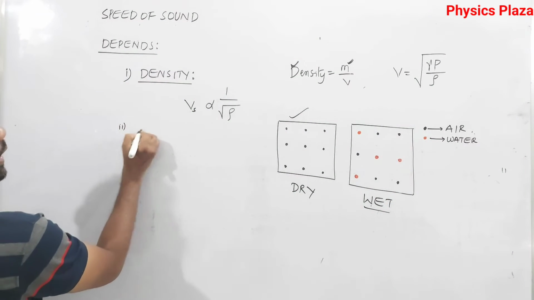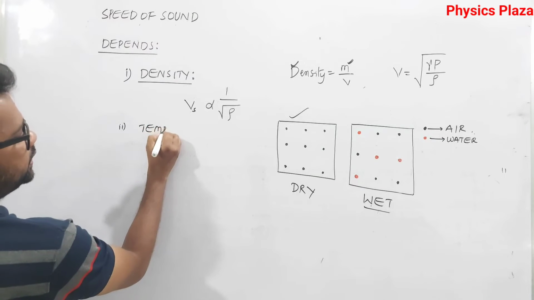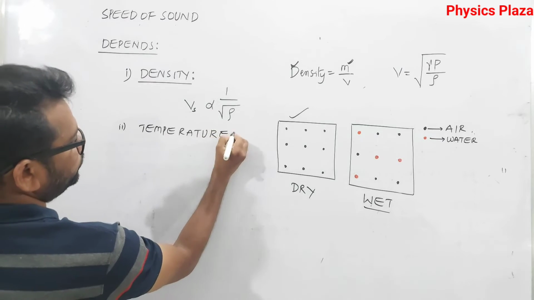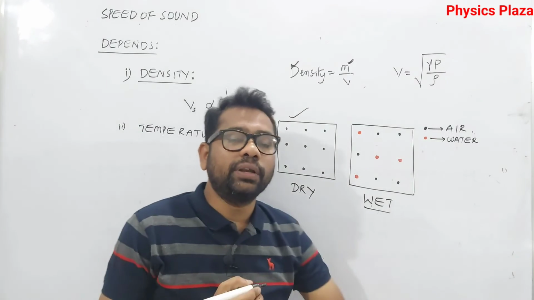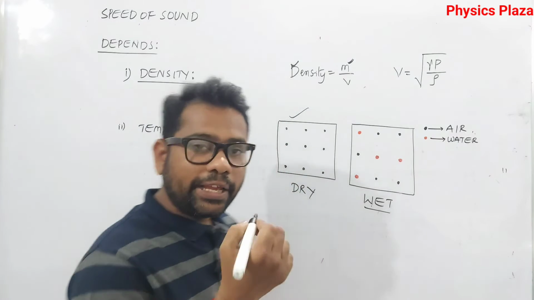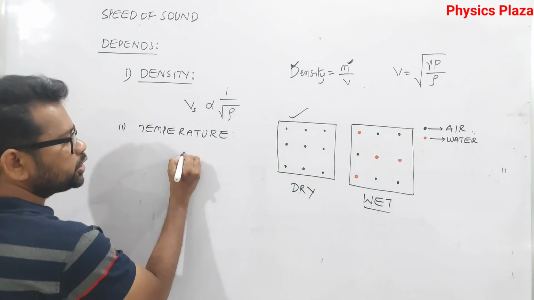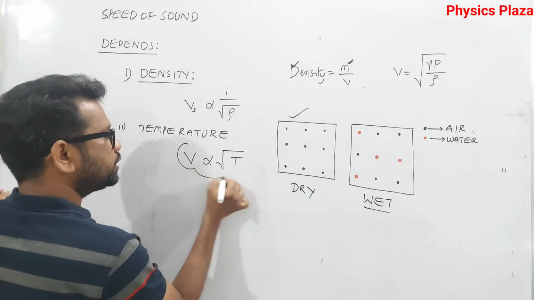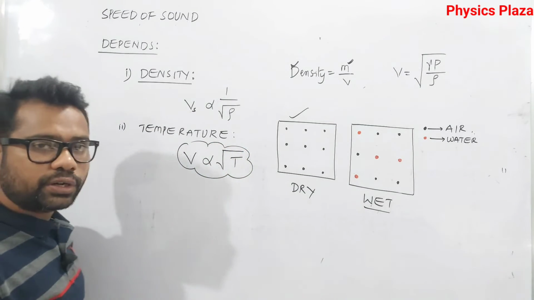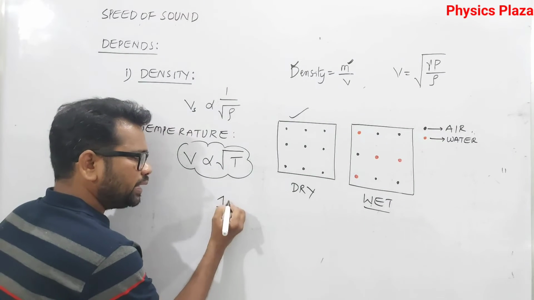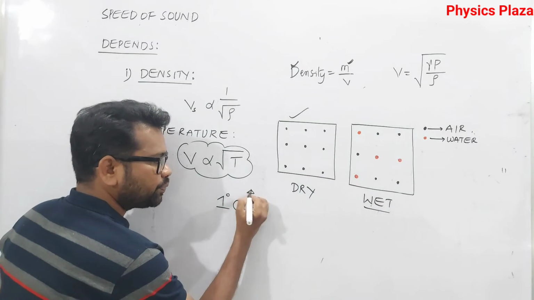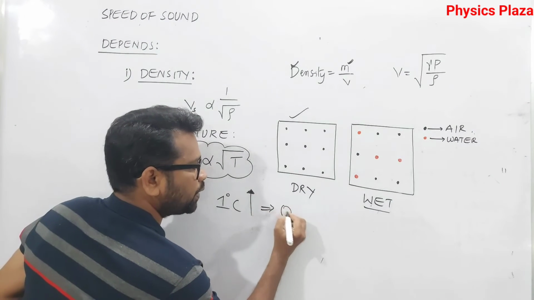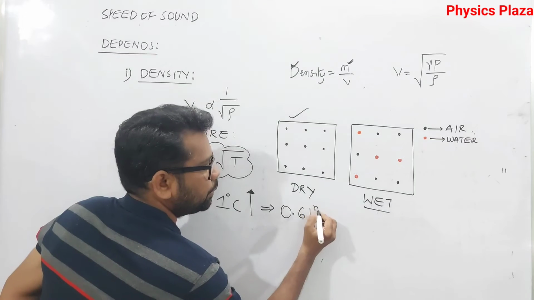Now second one is children, temperature. Children, speed of the sound in air increases with the temperature. Experimentally, it has been proved that here, speed of the sound is directly proportional to the square root of the temperature. Children, for every 1 degree Celsius rise in temperature, the speed of the sound is increased by 0.61 meter per second.